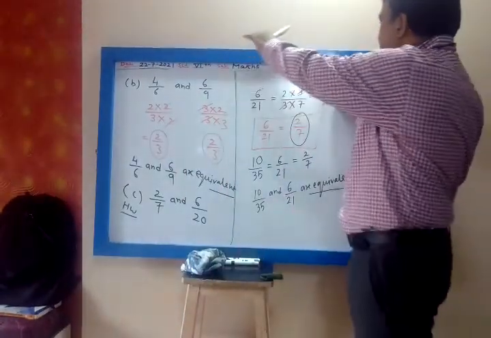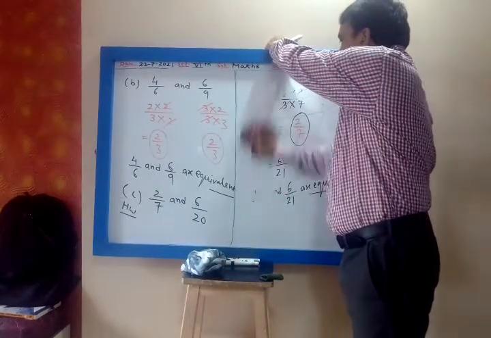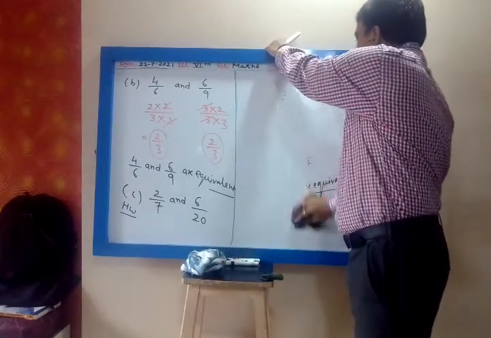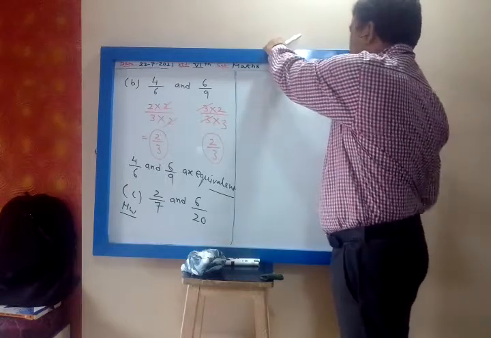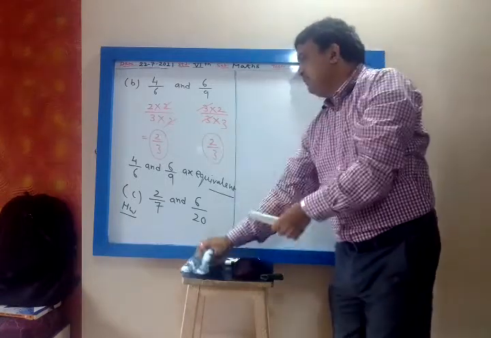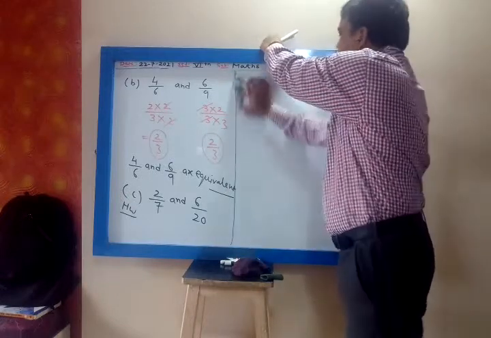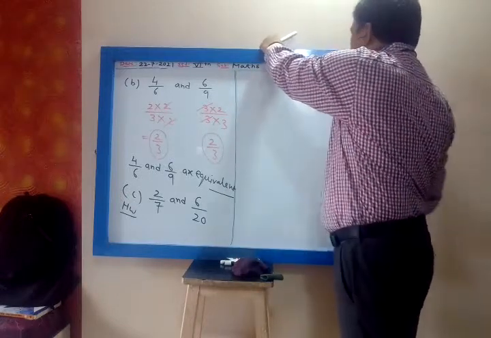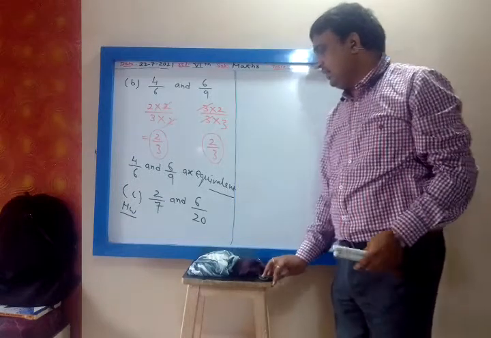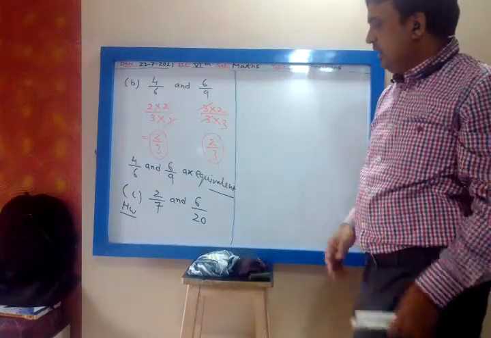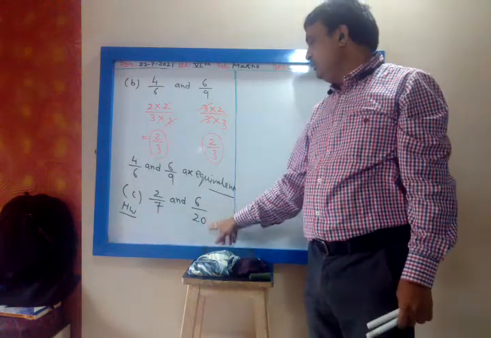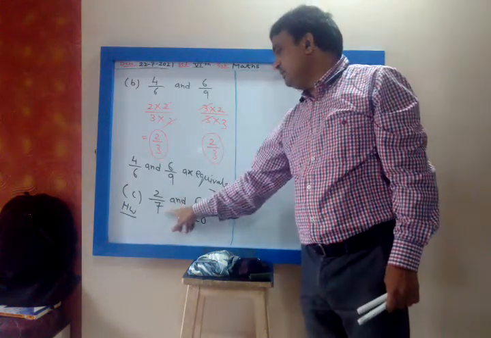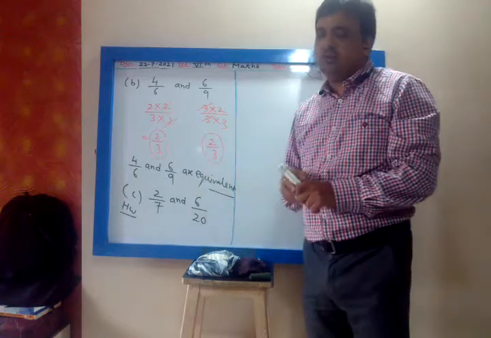Not equivalent. So the first will remain the same, 2 upon 7 only. What about the second? Second, you cancel the common term. When you cancel 2, you will get 3 upon 10. So 2 upon 7 and 3 upon 10 are not the same. So they are not equivalent.